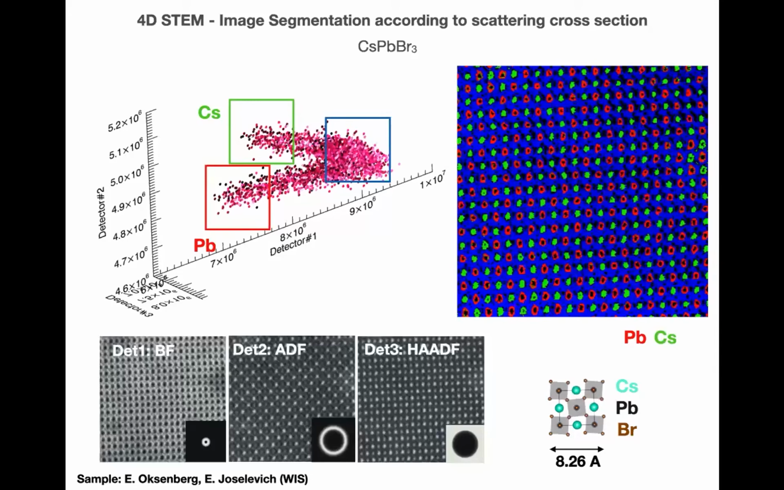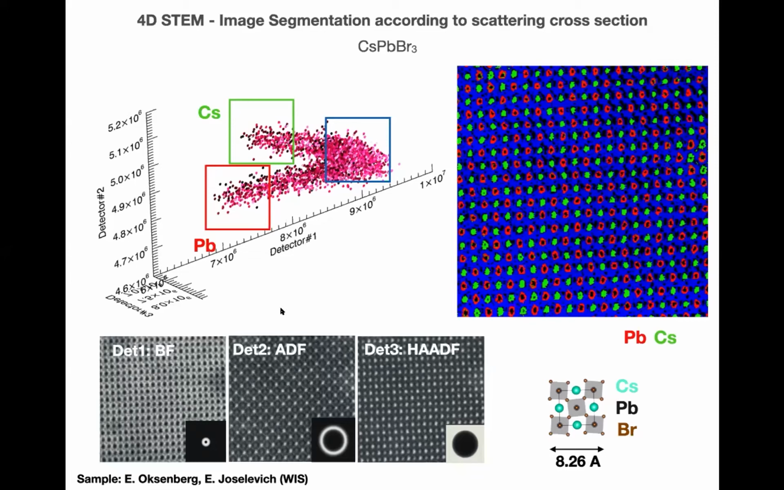What we can derive from these 4D data sets are so-called virtual images. We can take virtual detector masks, put them onto each of the diffraction patterns, and then transform back to image space and get the according image which shows the scattering information in that range. So I did this here for the cesium lead bromide. There's a virtual bright field image, a virtual annular dark field image, and then in the high scattering angle range, the virtual high-angle image.